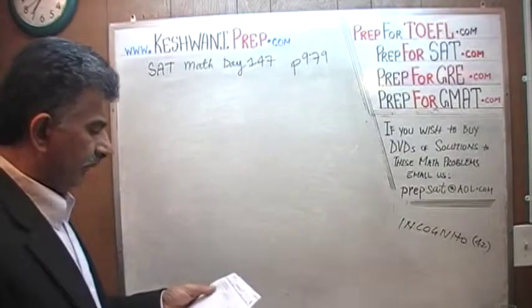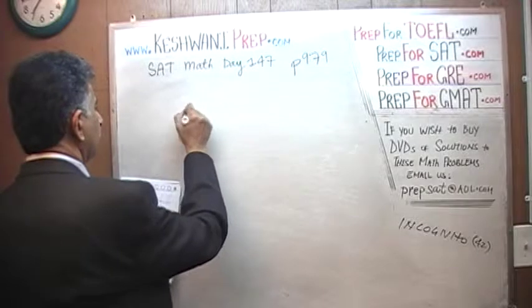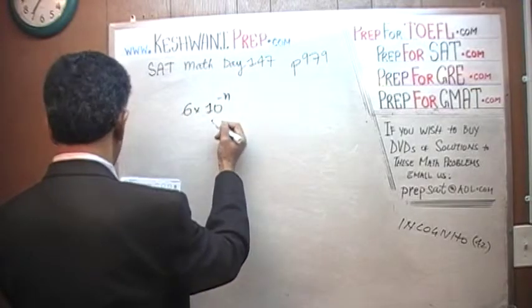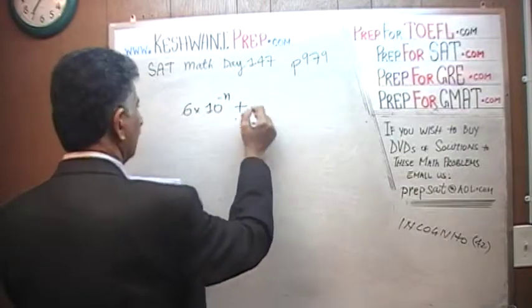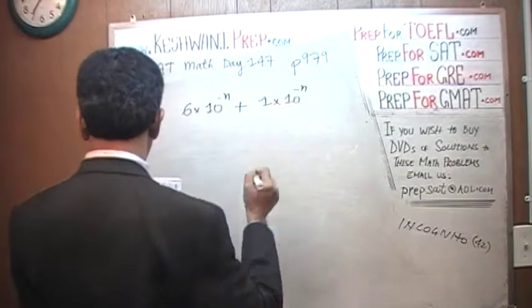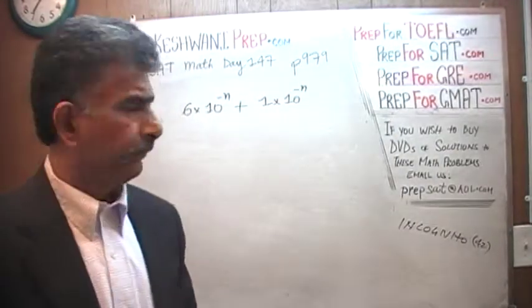We are told that n is a positive integer. And then we are told that 6 times 10 raised to negative n plus 1 times 10 raised to negative n must equal what? Well, let's find out, shall we?